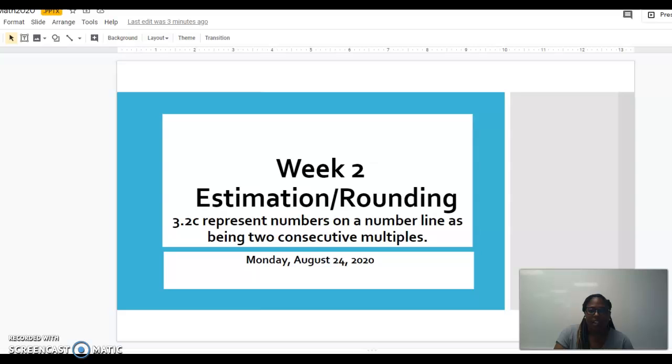I am Ms. God, and this week we are going to work on estimation. Some of you may have heard of another word referring to estimation as rounding. This is our new skill for this week.